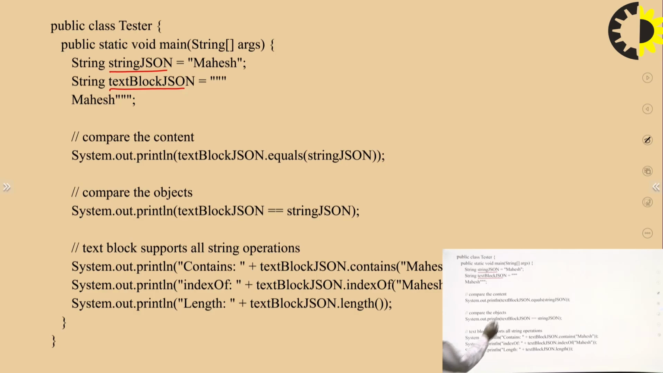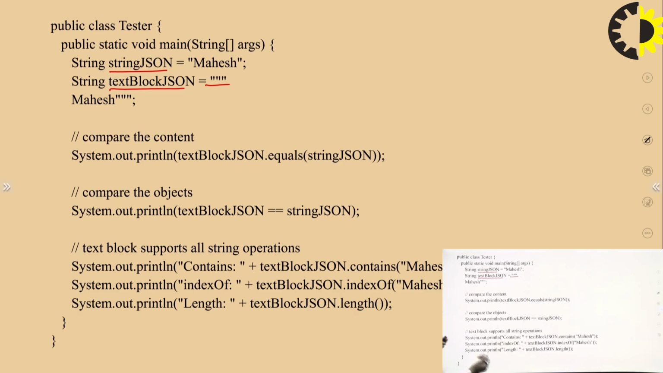So for text blocks, we have three double quotes, the new line, the name, and data is given, ended with the three double quotes and semicolon. So this string Mahesh is created with the help of text blocks, and this string is created with only two double quotations, and this one is created with the three double quotes.